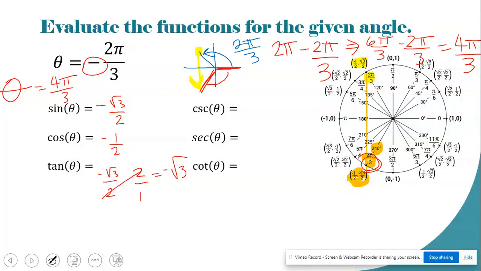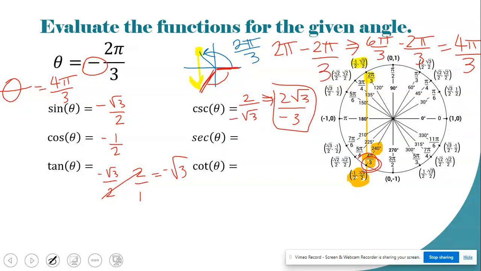It's kind of like the last example. Cosecant is the reciprocal of sine. So you have 2 over negative square root of 3. Rationalize that denominator. You have 2 square root 3 over negative 3. Your negative symbol can go anywhere. It can go in the numerator. It can go in the denominator. It can go out in front. It does not matter. For space, I'm just going to leave it on the denominator.